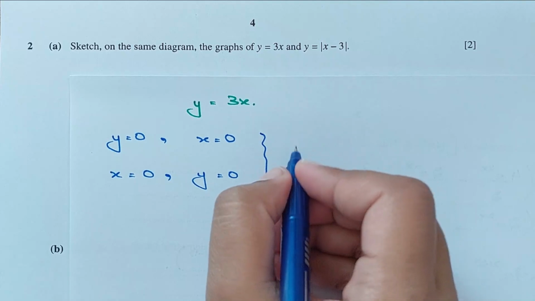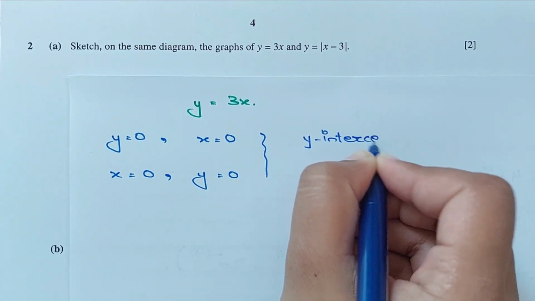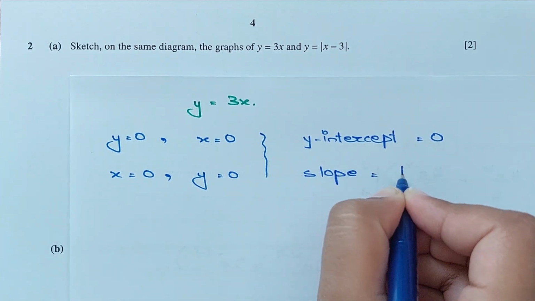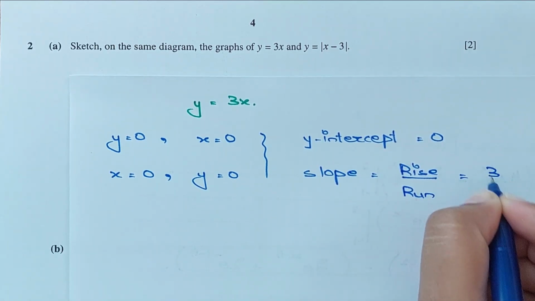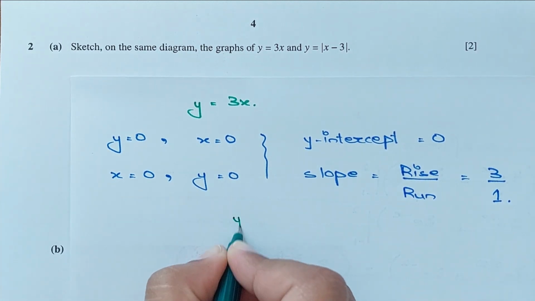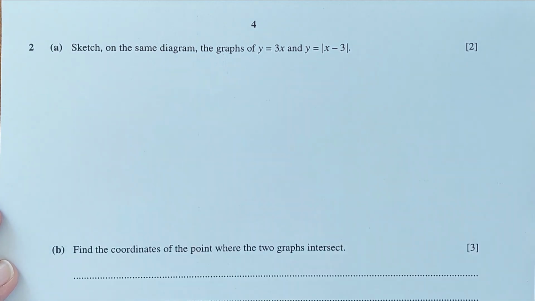So we have just a straight line. The y-intercept is 0 and the slope, which is rise over run, is 3 over 1. Now considering the second function without the absolute value, y equals x minus 3: when x is 0, y is negative 3, and when y equals 0, the x value is 3. Let me sketch the graph.